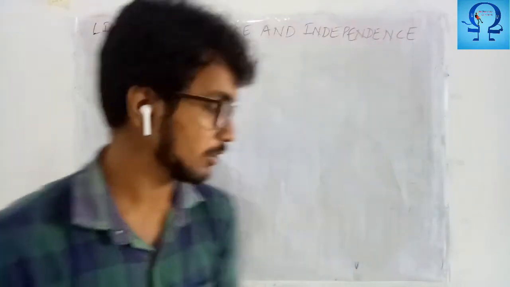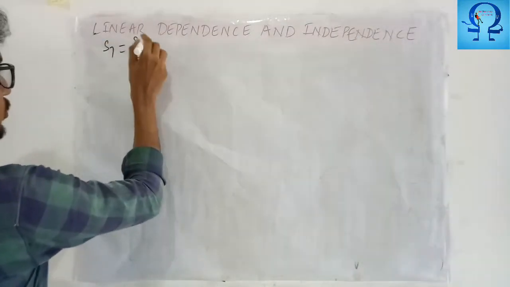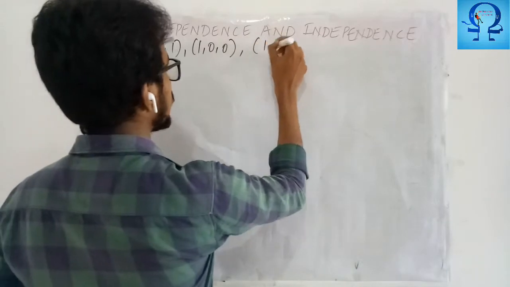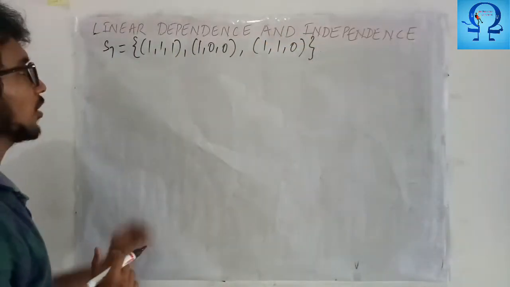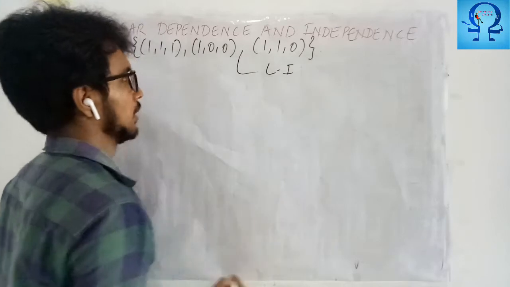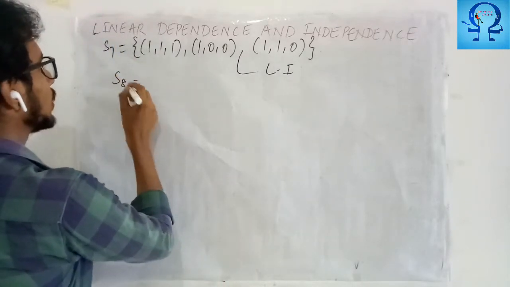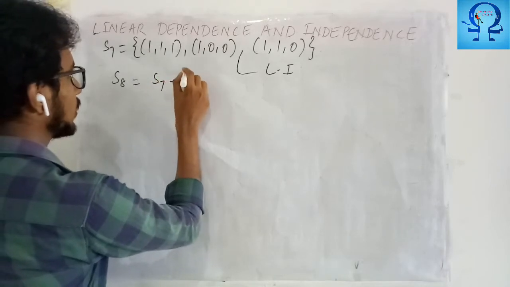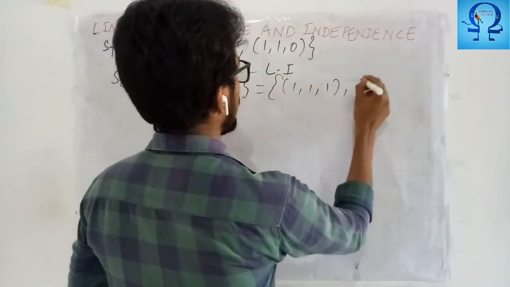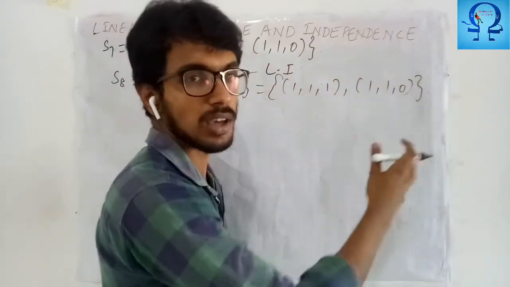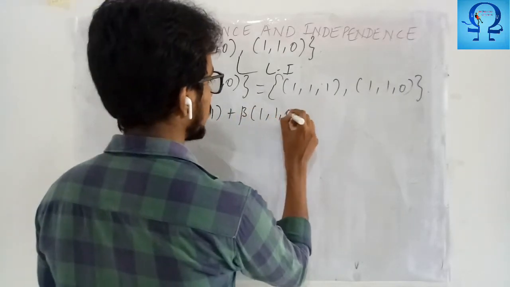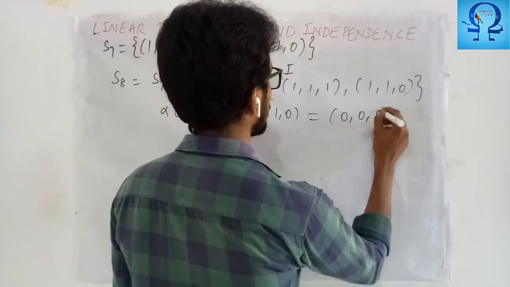Okay, let us get into another example. I have gone till S6. Let me choose my S7 to be (1,1,1), (1,0,0), (1,1,0). We have proved this to be linearly independent. Now let me choose my S8 to be S7 minus (1,0,0), which means I have only (1,1,1) and (1,1,0). Let me see what is going to happen here. It is alpha times (1,1,1) plus beta times (1,1,0), which is to be equated with (0,0,0).